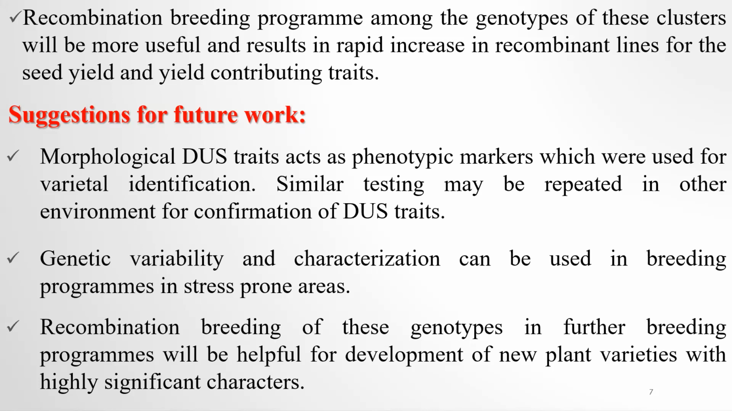Suggestions for further work. Based on my research, which was six months of work, these morphological DUS traits can act as phenotypic markers, which can be very useful in varietal identification, and this can be further tested in different environments too. Genetic variability and characterization can also be used in breeding programs in stress-prone areas. Thereby, by multi-locational testing, we can evolve stable varieties.